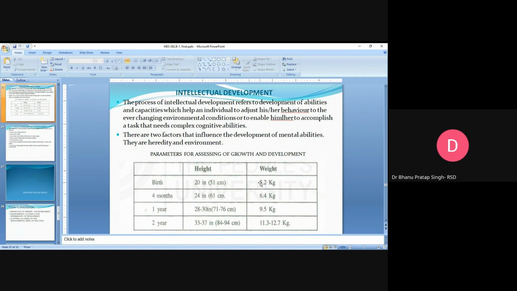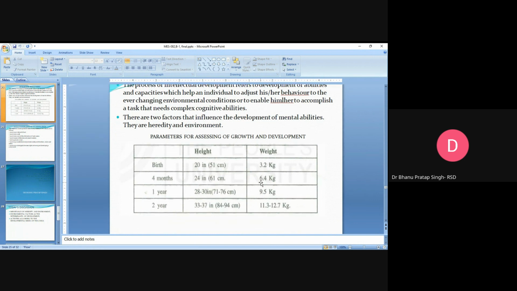Parameters for assessing growth and development. What are the parameters? At birth, height should be 20 inches, 51 centimeters, and weight should be 3.2. At 4 months, 61 centimeters height should be there, and weight should be 6.4. At 1 year, 71 to 76 centimeters height, and the weight should be at least 9.5, and then 2 years. This is the parameter for assessing the growth and development in the child.